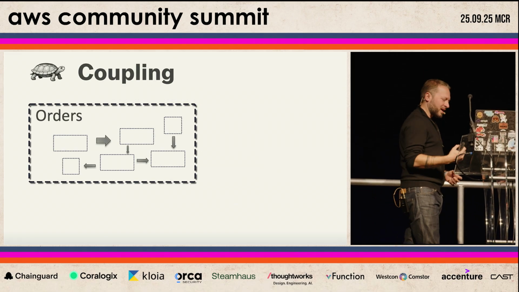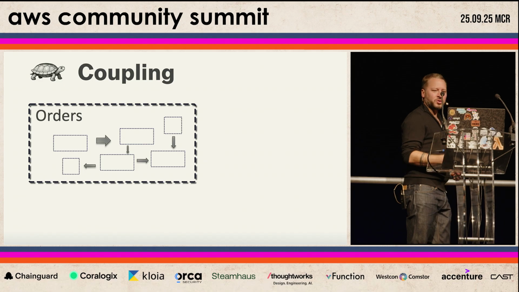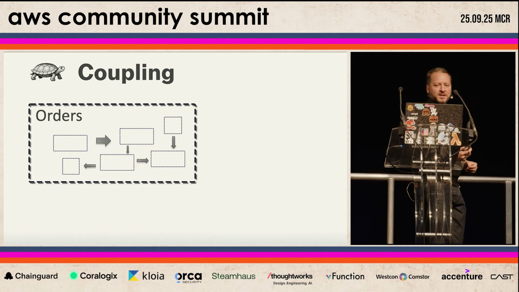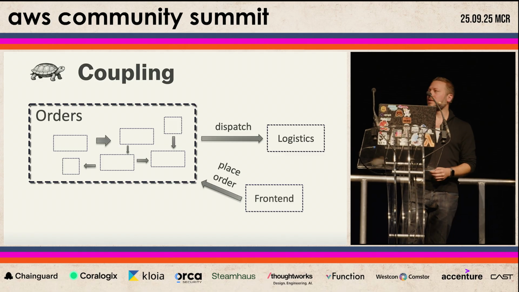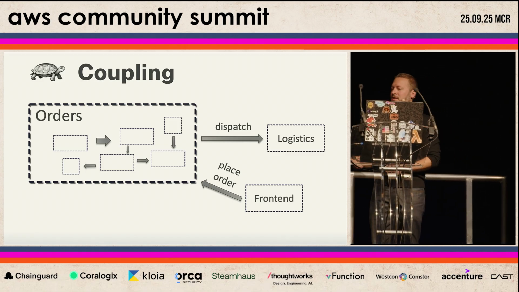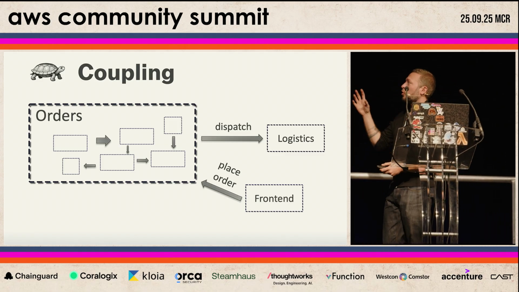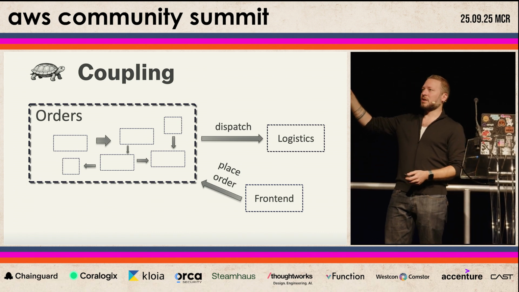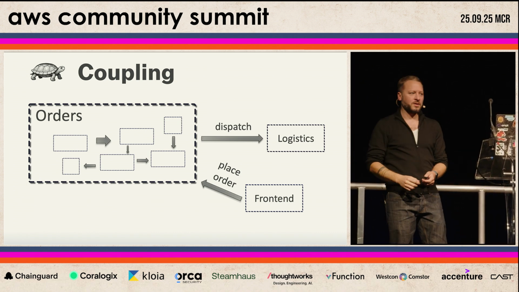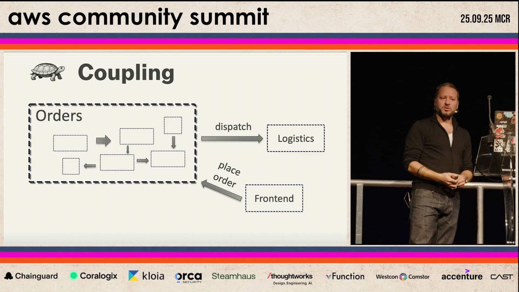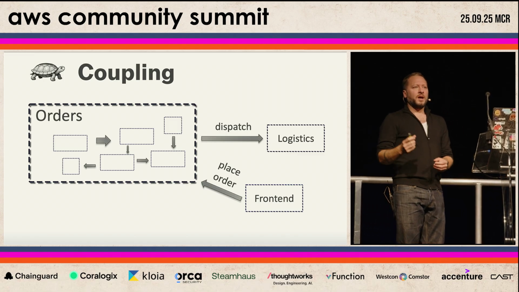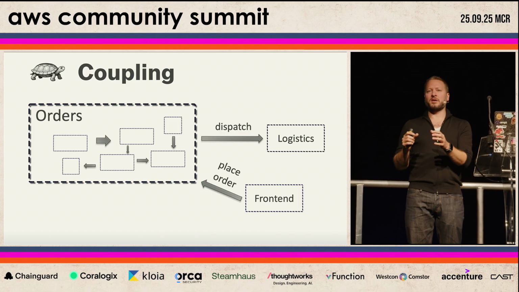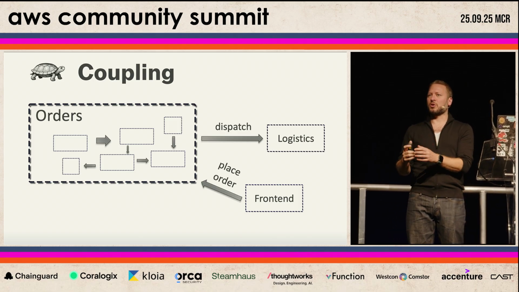So let's go back to our example of the web shop. We talked about the orders module, and we said it still needs to work together with other modules, like in this example, the front end calls the orders module to place an order, and the orders module itself calls the dispatch operation in the logistics module to do that dispatch. The way these modules interact with each other, that is called coupling.